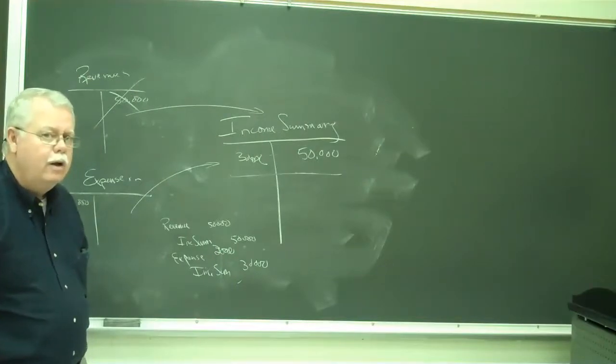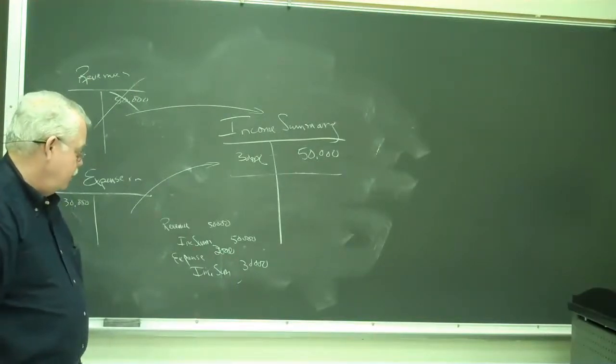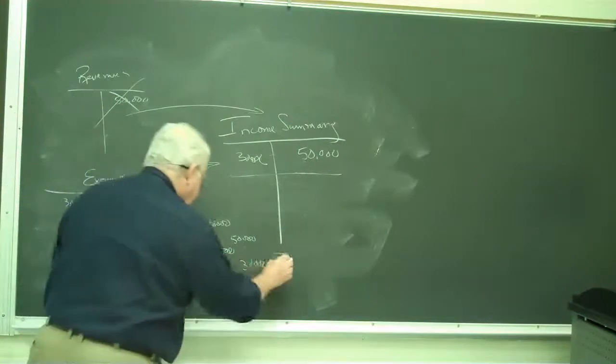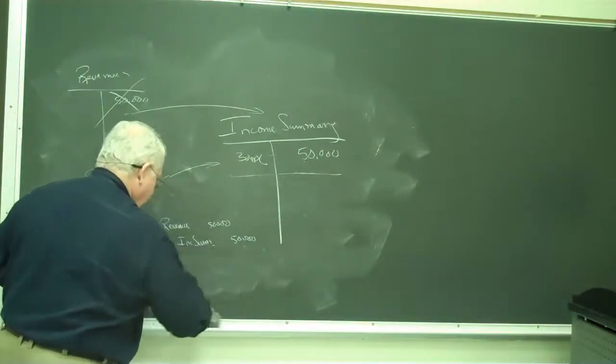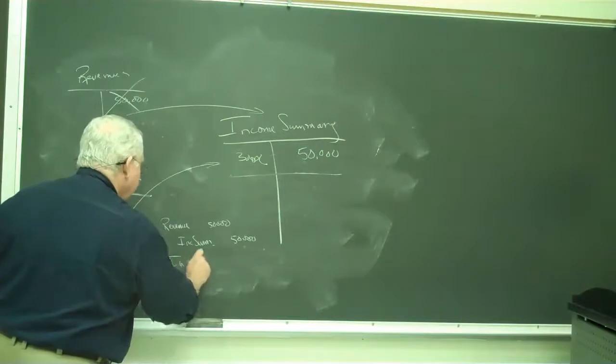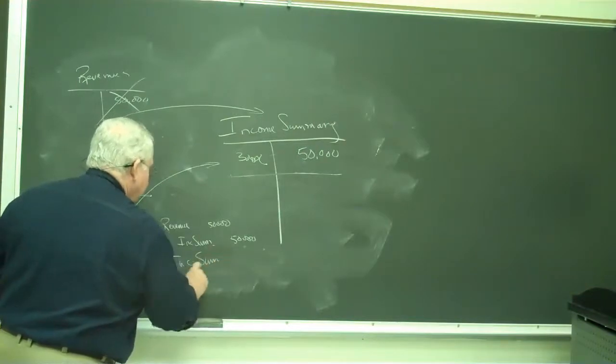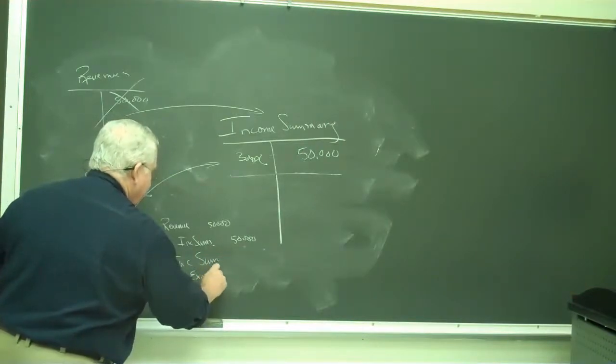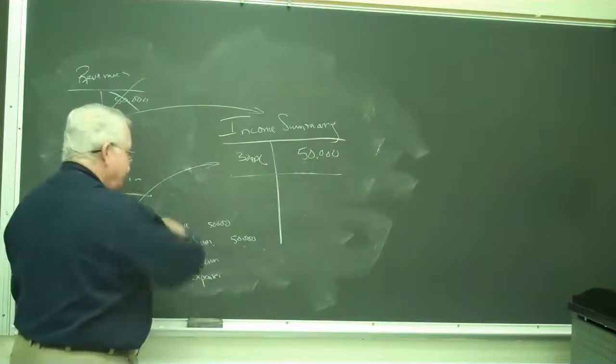Would income summary be on top, since it's the one being debited? You're right, I got it backwards. Let's put that down correctly. Income summary is my debit. For expenses, I credit every expense account, one at a time, all the way until I get them all.